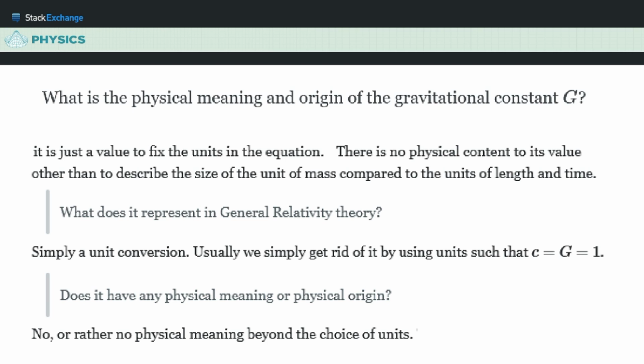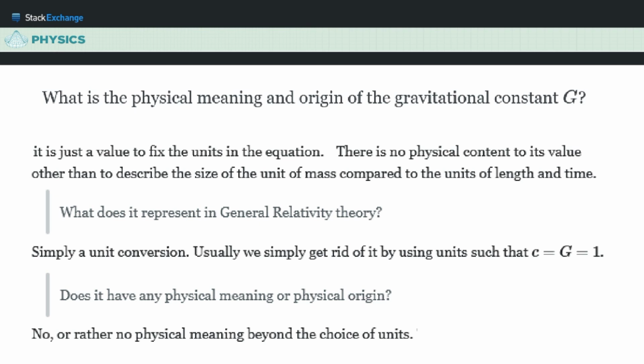Usually we simply get rid of it by using units such as c, velocity of light, equals gravitational constant equals 1. And does it have any physical meaning or physical origin? No, or rather no physical meaning beyond the choice of units. Okay, so there's your answer.